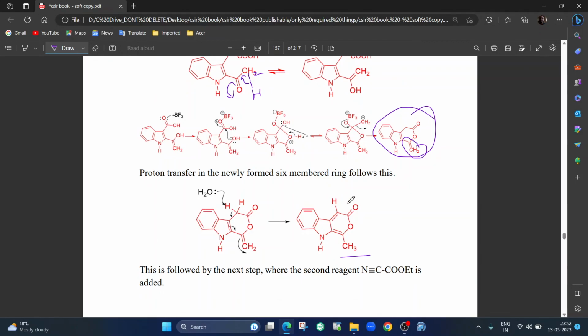Now it is not an aromatic system, it's a diene, and in the next step you are reacting with CNCOOEt. Now CNCOOEt has a C double bond and a C triple bond, and so this can act as a dienophile and this can act as a diene. So you know, diene and dienophile undergo what is called a Diels-Alder reaction. So this will react with your alkene and will undergo a Diels-Alder kind of reaction, right? A pericyclic reaction, a cycloaddition reaction.